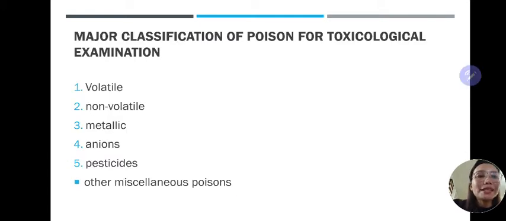So, we have the major classifications of poison for toxicological examinations. We have volatile, non-volatile, metallic and ions, pesticides, and other miscellaneous poisons.